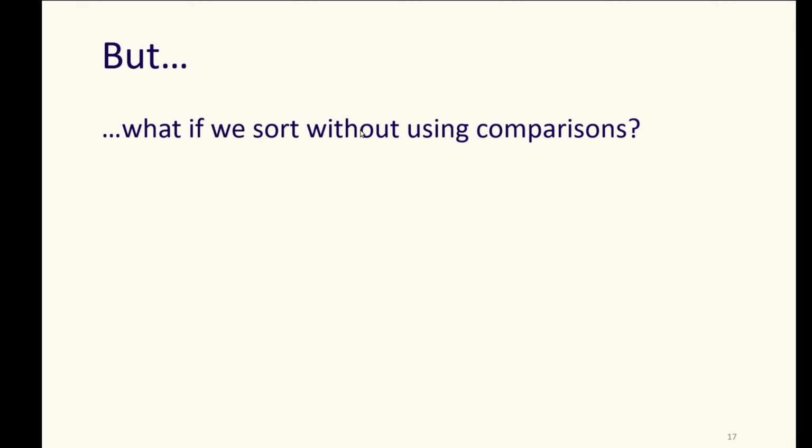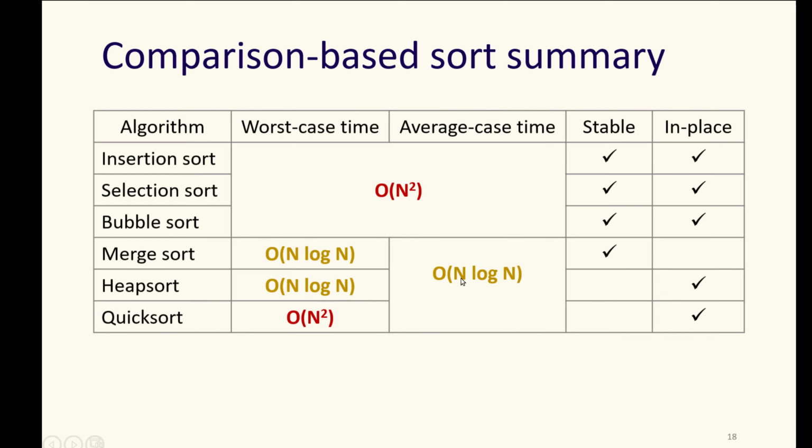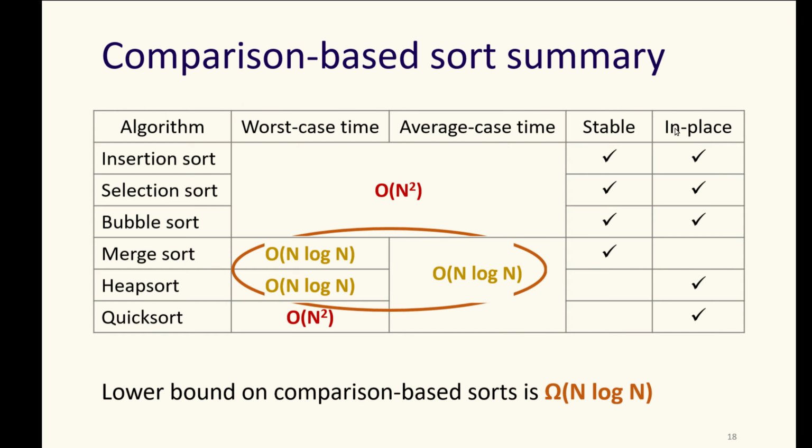But we could sort without using comparisons, and we'll look at some sorting algorithms soon that allow us to do that. So for now, comparison-based sorting looks like this, where we can sometimes get stable sorts, and we may be able to do it without additional memory and do it in place. The best algorithms don't have those two features combined, but they do provide us with n log n behavior.